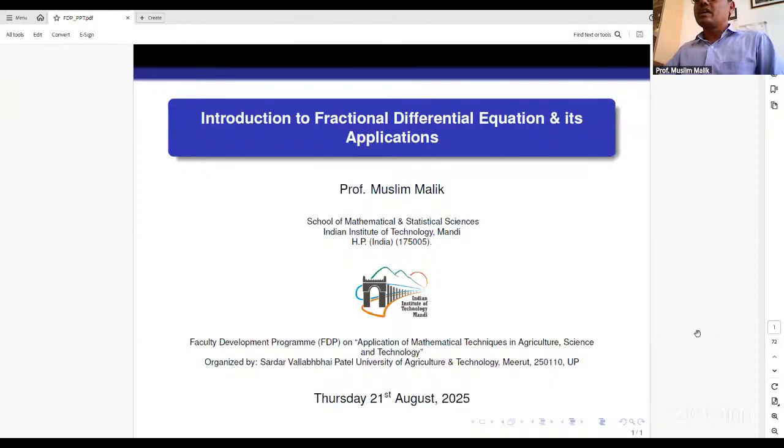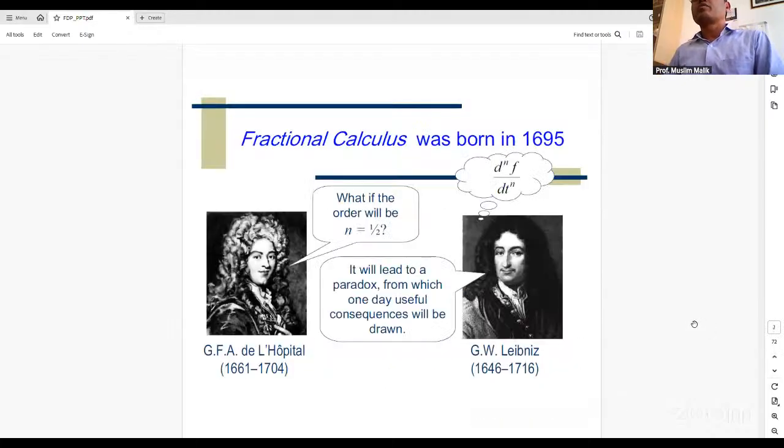So first of all, I would like to thank the organizer for inviting me to this FDP program, especially Dr. Ajay Kumar. In this talk, I will talk about the fractional differential equation first, and after that I will talk about the controllability of fractional differential equations, what the applications are, and why we study fractional differential equations and so on. So the question is why are we going to study fractional calculus.